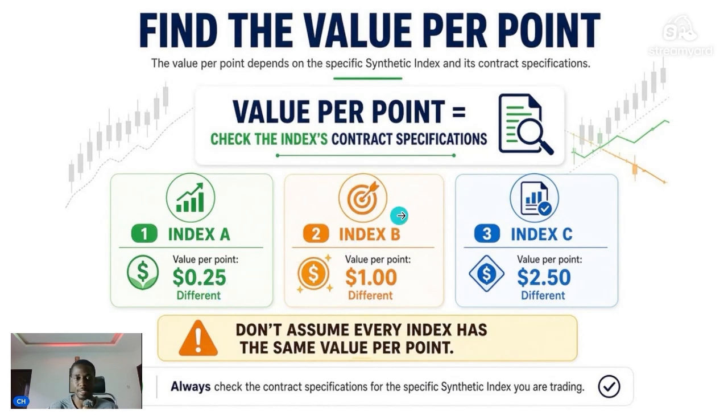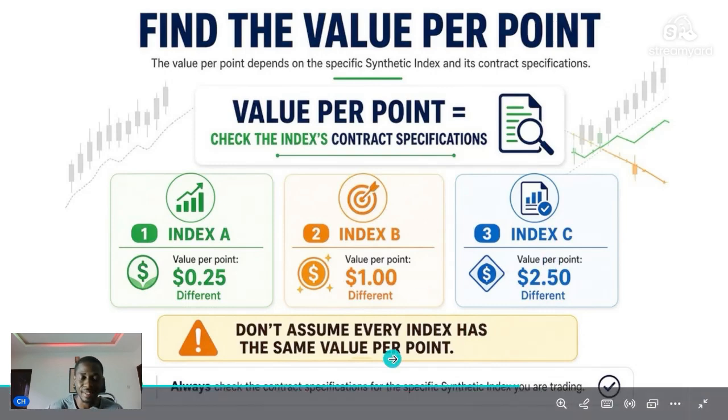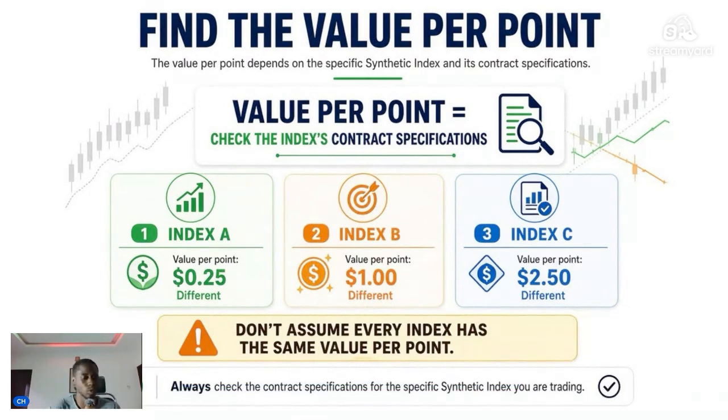You might get another index, let's say Boom and Crash, where the value per point in the smallest lot size carries a value of $1. Then you have another instrument, let's say Step Index or Volatility 10 or Crash or Boom, whatever. It has its own value per pip, specified according to the lot size. So the lot size determines the value per point in each pip movement. Don't assume every index has the same value per point. Like I told you, each of them has its own specification, lot sizes, and value per pip movement. That's all about it.